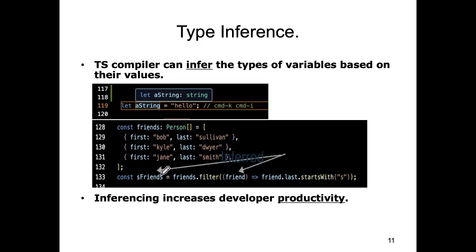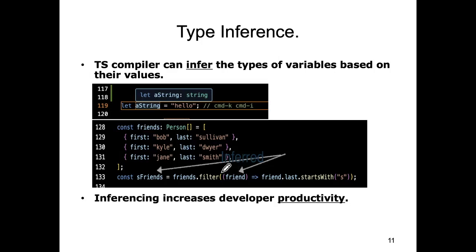But notice here, I'm not stating what type this output array is, this sFriends array. I'm not stating what type it is, but the compiler will actually infer the correct type for me. It will infer that its type is an array of person objects. Because it knows this is an array of person objects, and it knows that filter takes certain entries in this array and puts them into this array. So if this is an array of person objects, then this must also be an array of person objects. It infers that. Equally, it infers that this parameter's type is a person object.